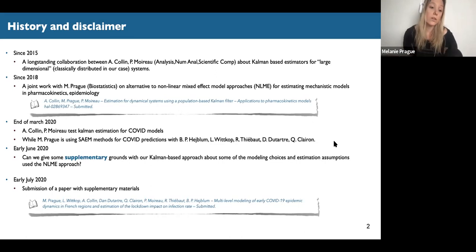Then when COVID-19 started, we wanted to apply this new estimator to the estimation of the effect of lockdown for COVID-19. We worked together and we really saw the benefit of this approach compared to more traditional approaches, and we submitted a paper that you can find on medRxiv on evaluating the effect of lockdown during COVID-19.